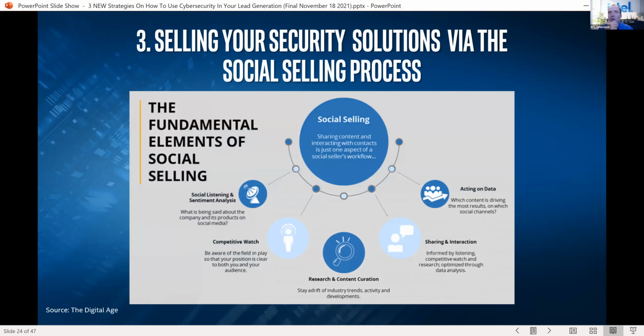Last one, I'll give you the third one. That's a pretty important one, which is selling your security solutions via the social selling process. I love talking about social selling. It's definitely been super effective for partners that I've been working with around growing the business from a new perspective. So there's many different ways.